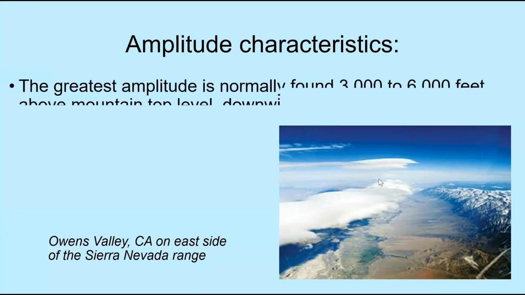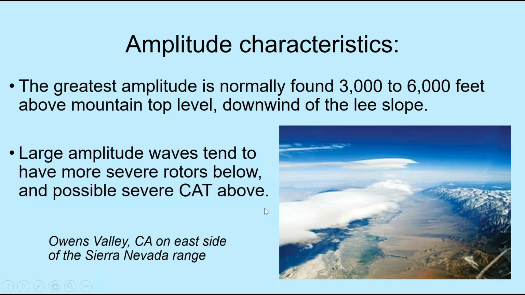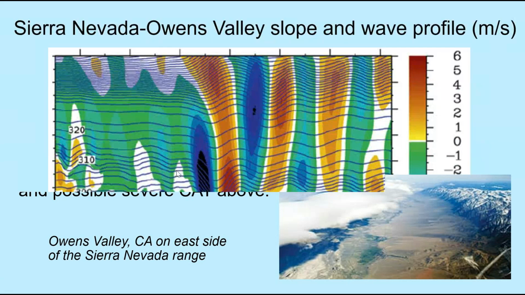Okay, amplitude. Generally, for soaring, if you're about 3,000 to 6,000 feet above mountaintop level on the downwind side, that's where you're going to start getting your good lift for wave soaring. You get lift up to 1,000 feet per minute. And then wherever there's large amplitude tends to have more severe rotors below, as opposed to trapped lee wave, which we'll talk about in a minute.